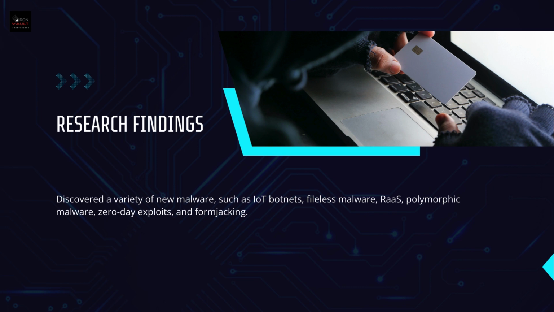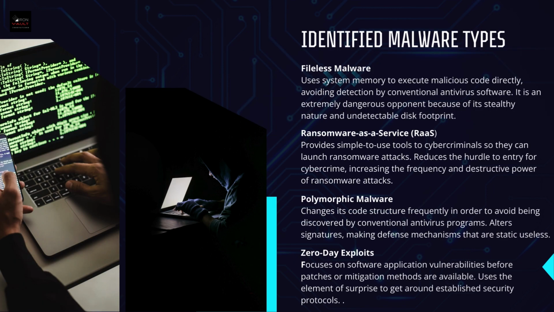So what research and findings have we done? In this, we have discovered a variety of new malware threats that are occurring right now in our day-to-day life. So the first one is IoT botnets, then fileless malware, RaaS, the ransomware as a service attack, then polymorphic malware, zero day exploits, and formjacking. I'll just explain this in detail right now. So let's start with the identified malware types.